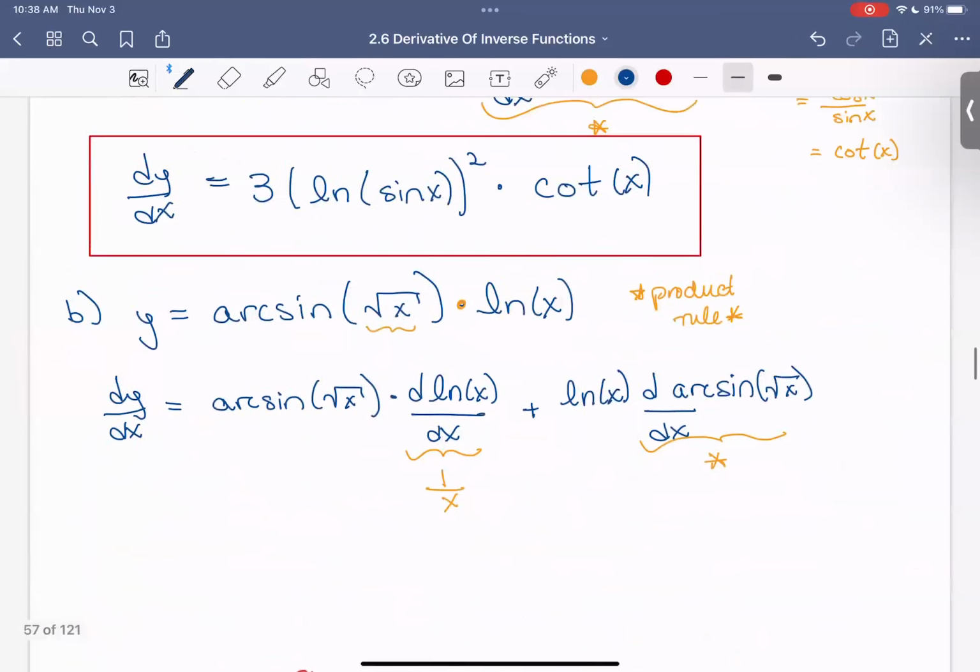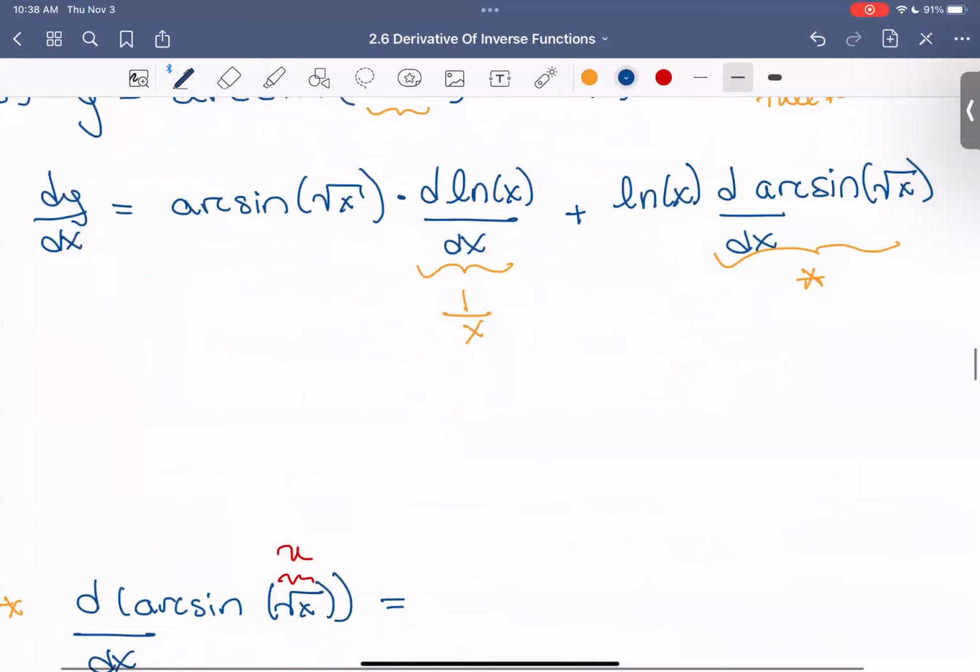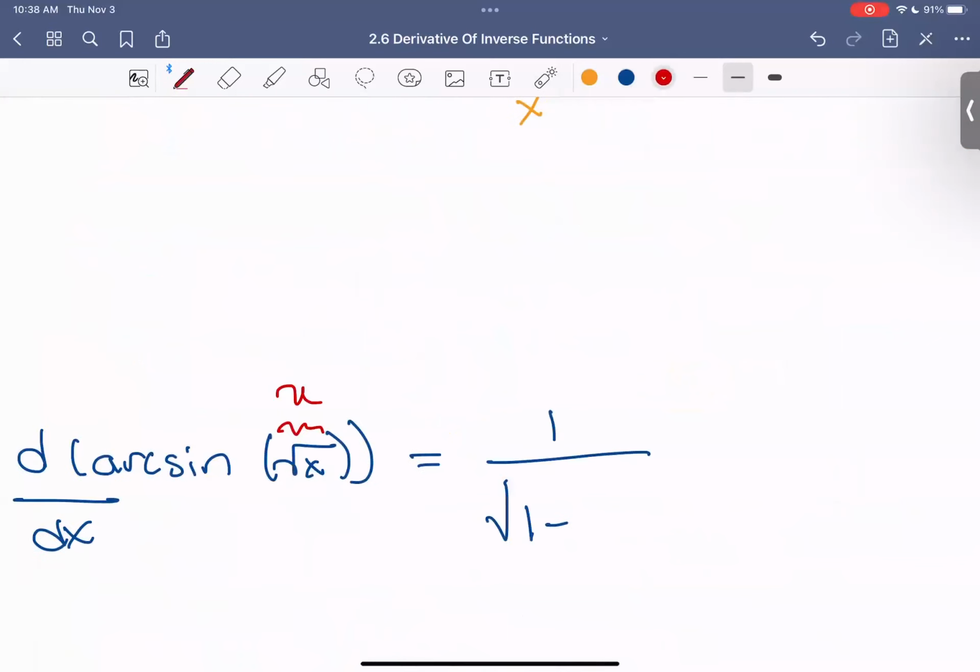So we have 1 over square root of 1 minus u squared. So I'm using u here because we have an inside function. We don't just have arc sine of x, we have arc sine of root x. So we'll fill that in here in just a moment, but I'm just going to put u so it doesn't look too scary just yet. And we need to multiply by the derivative of root x, derivative of u.